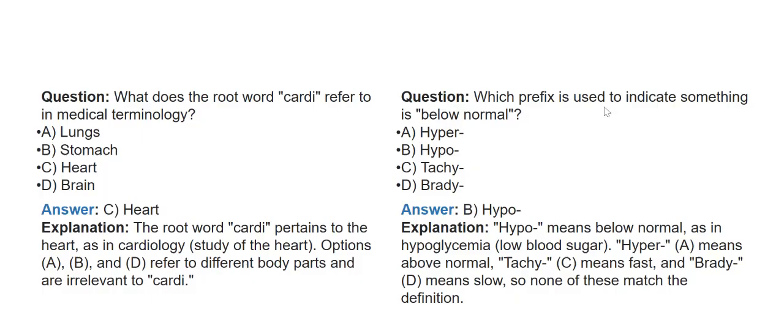Question 2. Which prefix is used to indicate something is below normal? A. Hyper, which is high, B. Hypo, which is below normal, C. Tachy, fast, or D. Brady, slow. It is B. Hypo, as hypo means below normal, as in hypoglycemia, low blood sugar, or hypotension, low blood pressure.